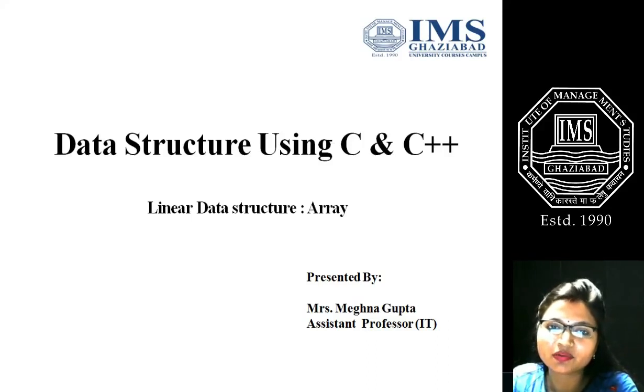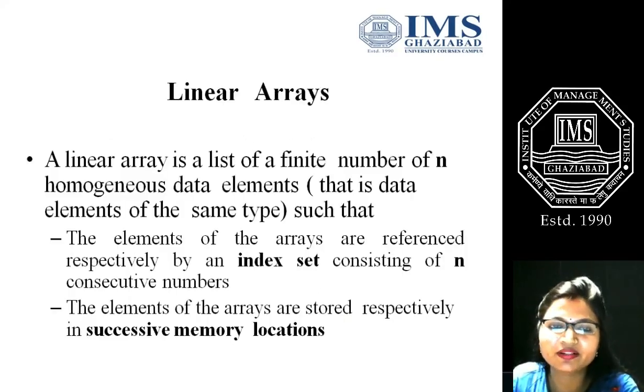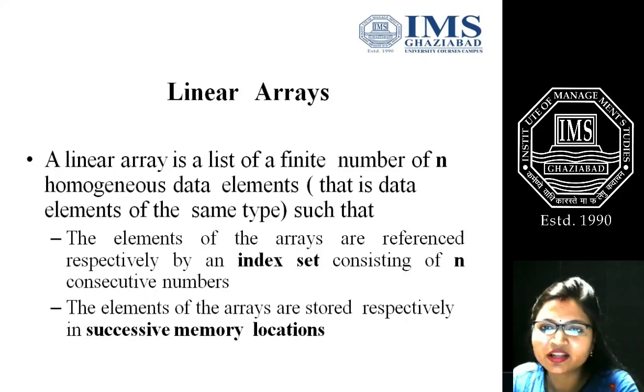So today we will discuss the linear data structure: the array. An array is a collection of elements of the same data type, or we can say a linear array is a list of a finite number of n homogeneous data elements. Finite number means we have a fixed number of elements in the array. Means we have to define the size of an array, how many elements we want to have in an array.